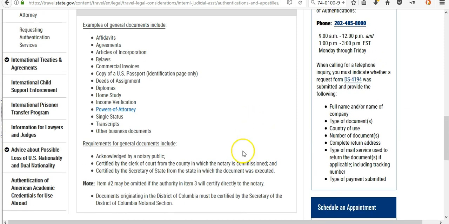Now, this is what they're saying right here when they say certified by the clerk of court from the county in which the notary is commissioned, and certified by the Secretary of State from the state in which the document was executed. Now check this out. What does that mean? What does certified mean? Certified from the Secretary of State from the state in which the document was executed. That is the first level of authentication. That first certification that you get from the Secretary of State, that's what they're talking about right there.